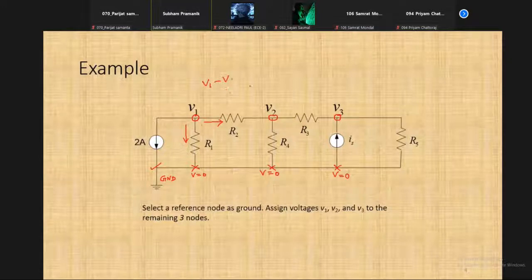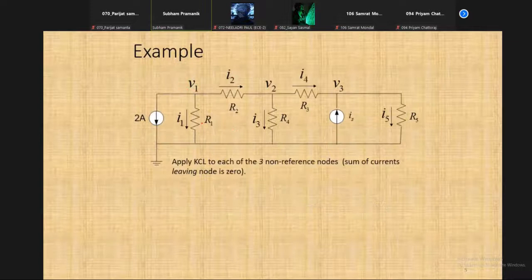In this way, either you can do it or you can simply name these currents as I1, I2, and then you can write the KCL equation at this point. Say I1 and I2 are leaving, and 2 ampere is also leaving. So this must be equal to 0. That should be the KCL. So that is the straightforward way that you have already learned in basic electrical. So I am showing you this. See, I have chosen the names.